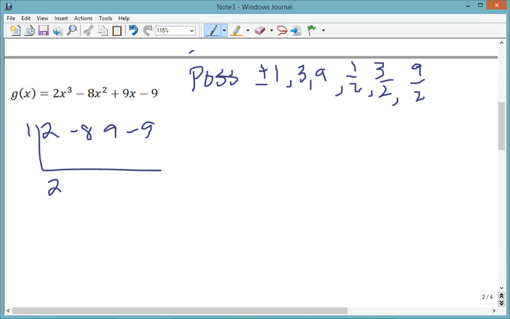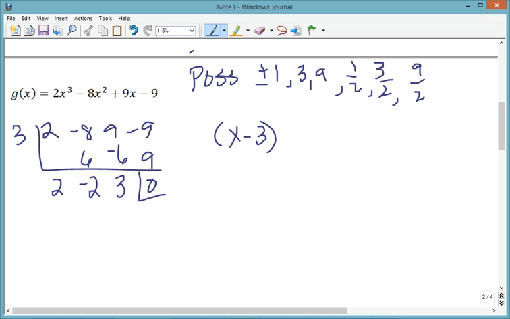So if we do 1, maybe 2, -6, oh my goodness, -6, 3, that one didn't work. So let's try 2. Not 2. 2 isn't even one of my possibilities, so don't try 2. That'd be 6, -2, -6, 3, 9. Okay, so that one worked. All right, so one of my factors is x minus 3.